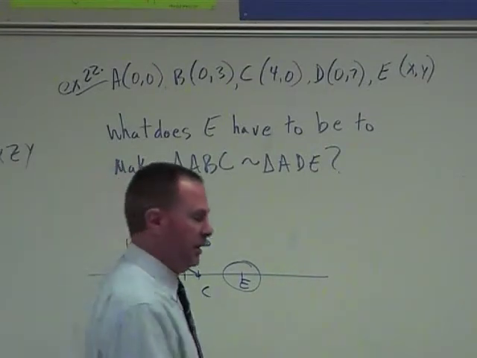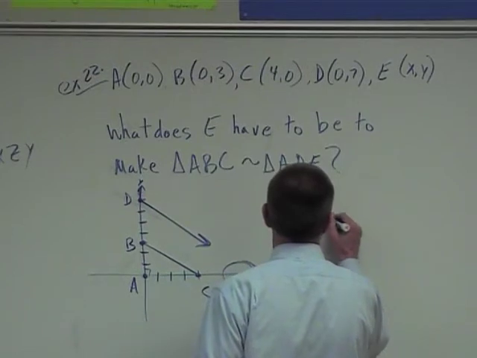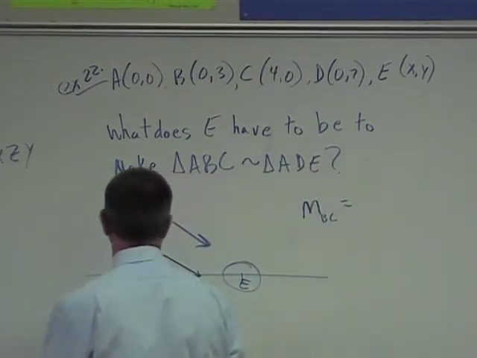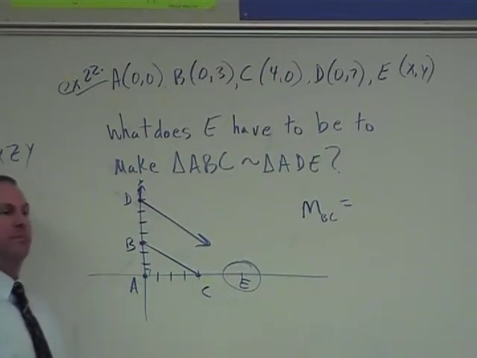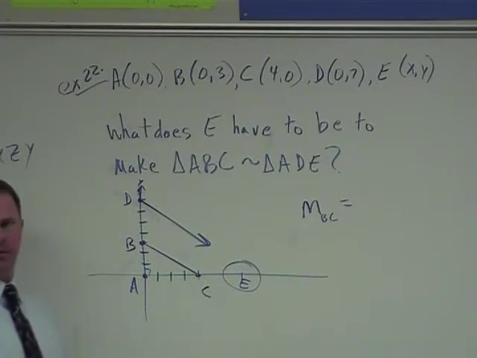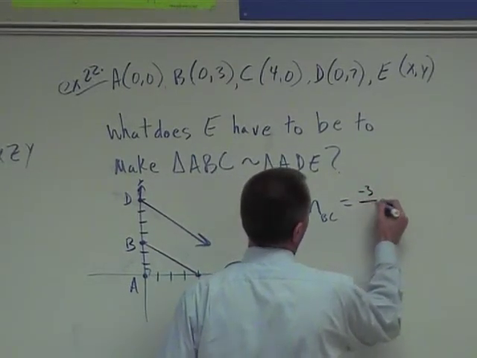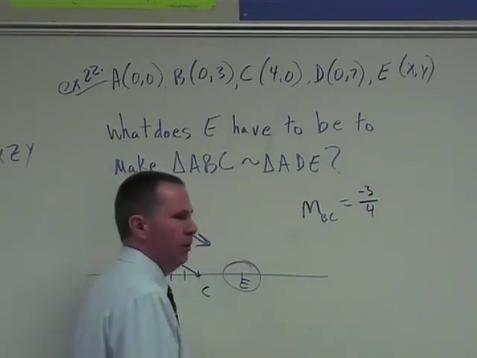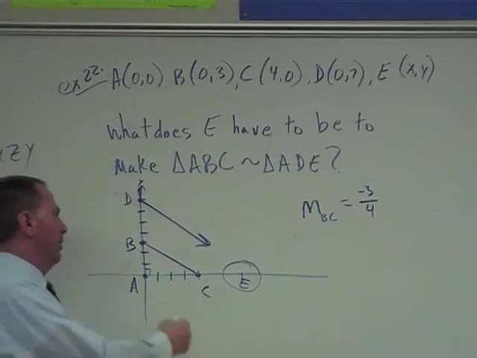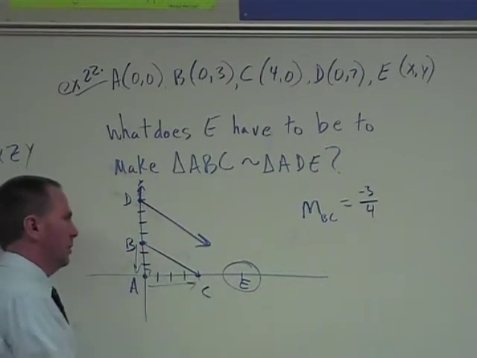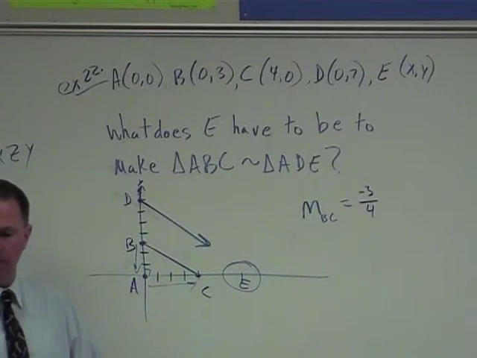Let's start with the slope of BC. Slope of BC is what? How do you get that so fast? Rise over run. Rise over run. You guys are all sitting there like, slow? You know what slope is. Rise over run. Come on, people. This is an honors class. Have your hand up, eager to answer it.